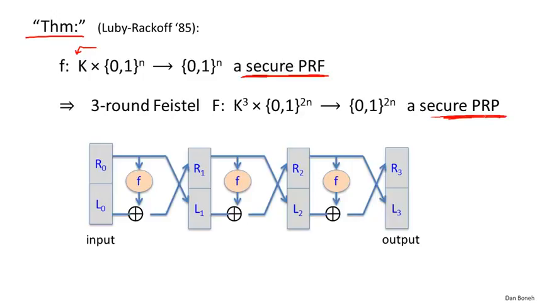And I hope you remember that the definition of a secure block cipher is that it needs to be a secure pseudo-random permutation. So what this theorem says is if you start with a secure pseudo-random function, you end up with a secure block cipher. Basically, that's what this says.